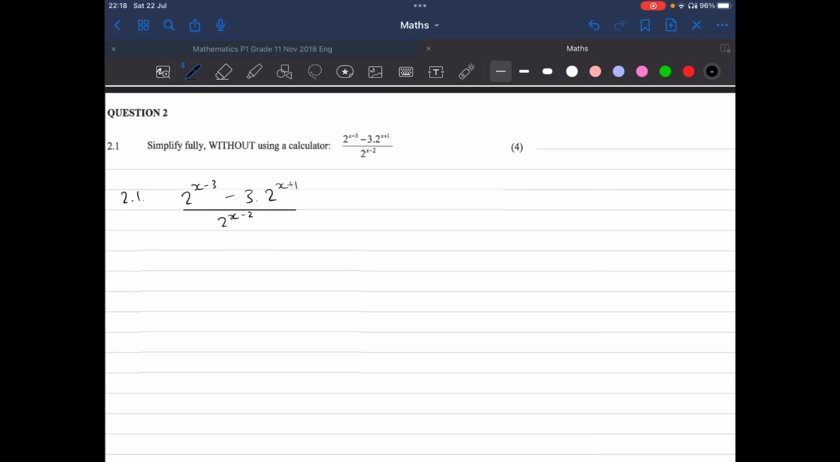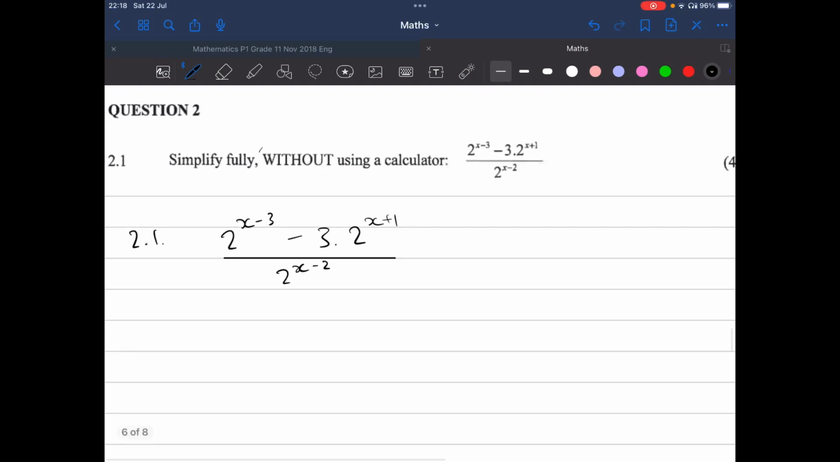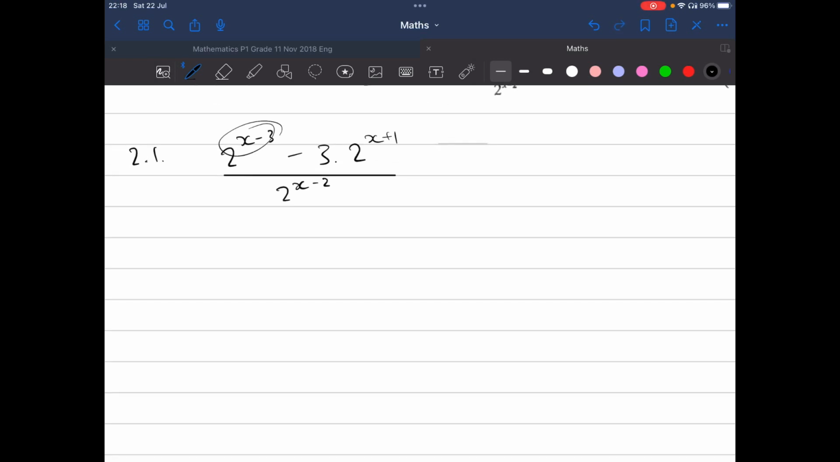Okay, let's now look at question 2. So simplify fully without using a calculator. Okay, I've just rewritten the question there. It's 2 to the x minus 3 times 2 to the x plus 1 all over 2 to the x minus 2. Okay, so to solve these, the first thing to do is to break up these into simpler expressions.